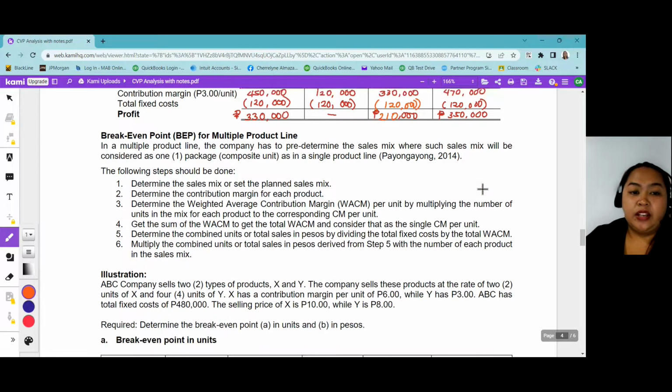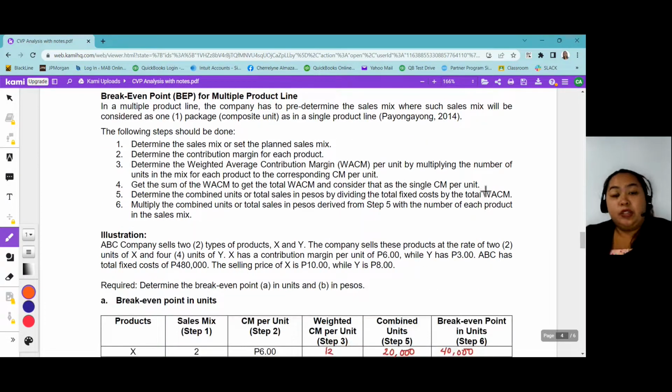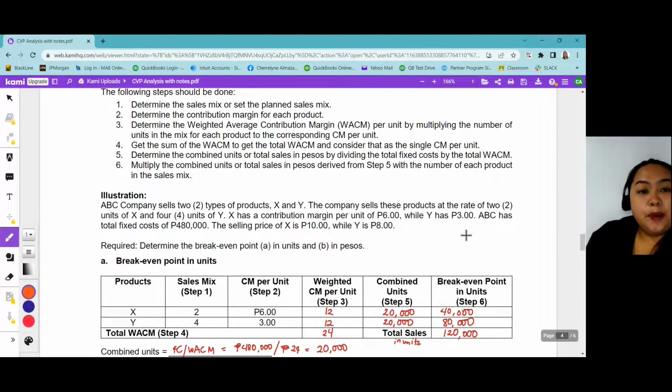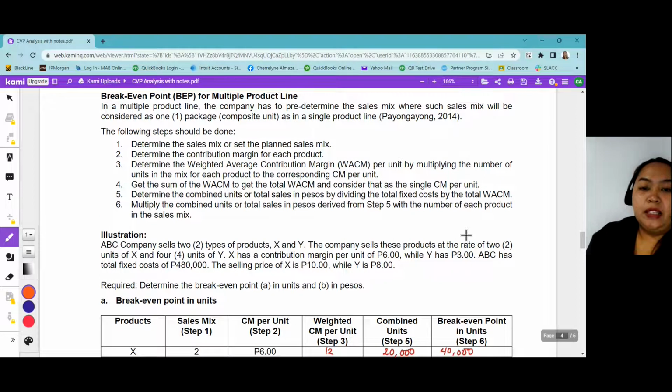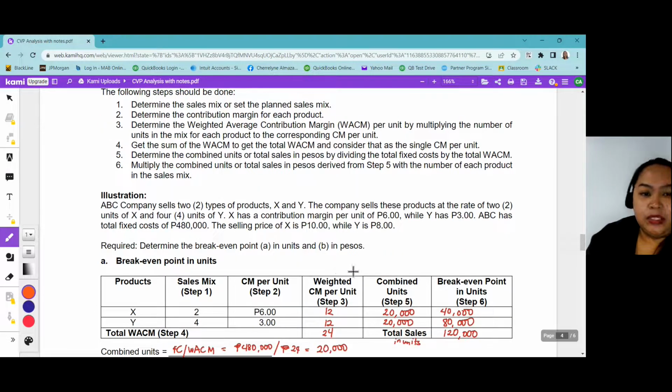So next naman is punta tayo sa break-even point for multiple product line. Okay? So applicable kapag yung company ay merong multiple products na binibenta. So ano ba yung proper mix para ma-attain natin yung tamang number of units na mabenta natin for each product line para ma-attain natin yung overall break-even point for the company? Okay? So, meron tayong 6 steps na dapat gawin.